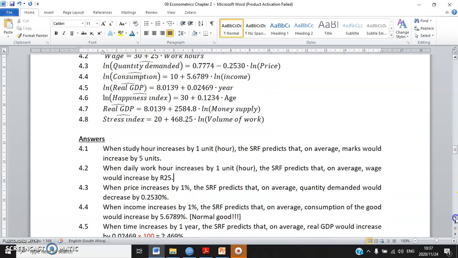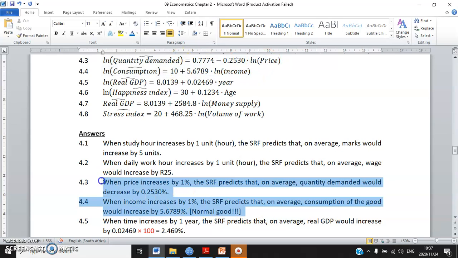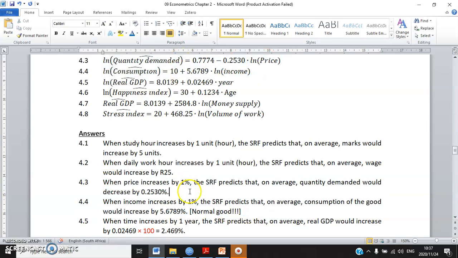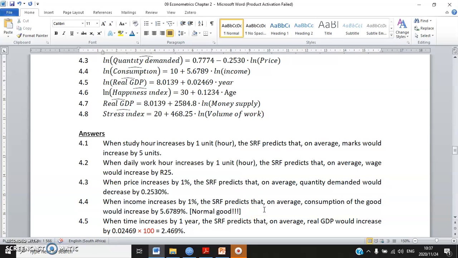Okay, double log, you take log of x and log of y, and I think the answers are also self-explanatory. Percentage change of x, percentage change of y as a result of 1% change or 1% increase of x. So can I also keep quiet for 15 seconds? I want you to go through the answers on your own.